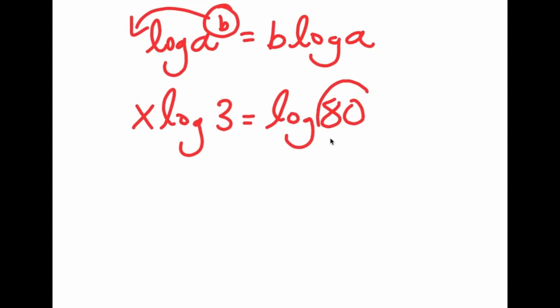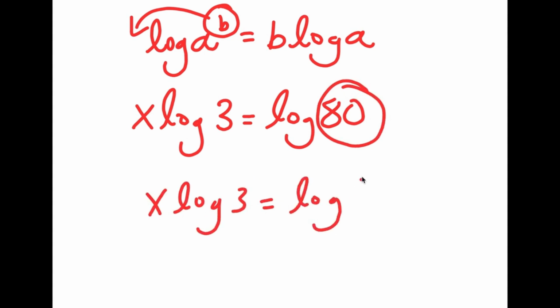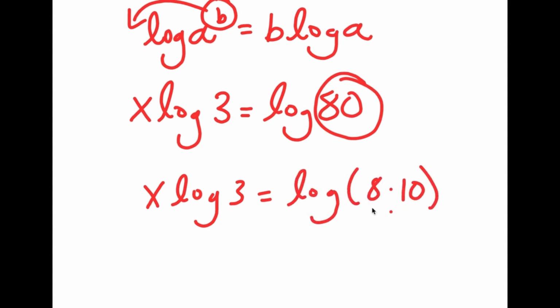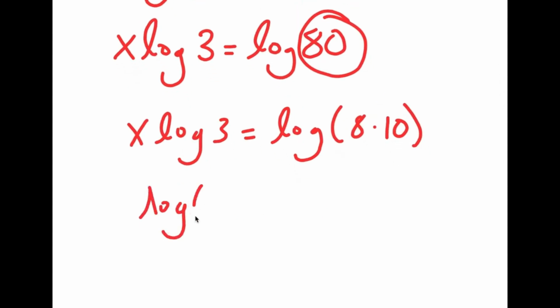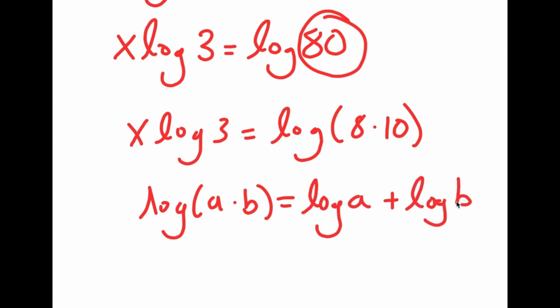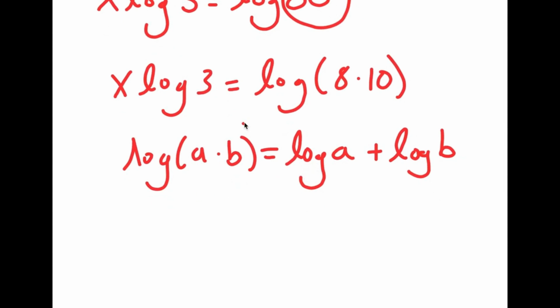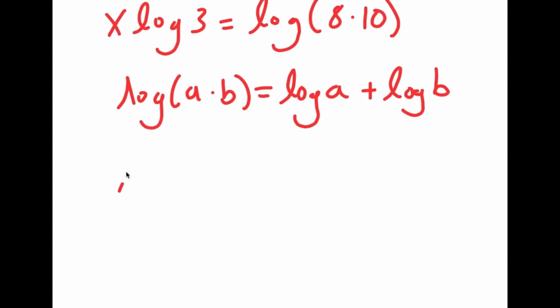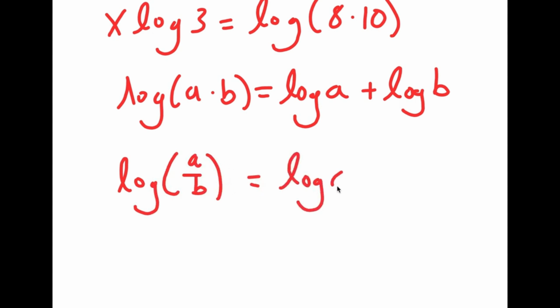Now from here, I'm going to rewrite 80 as 8 times 10. And if I have something in the form log a times b, this is equal to log a plus log b. And this is another one of the logarithmic properties. There is also log a over b, and if I have something in this form, this is the same thing as log a minus log b.